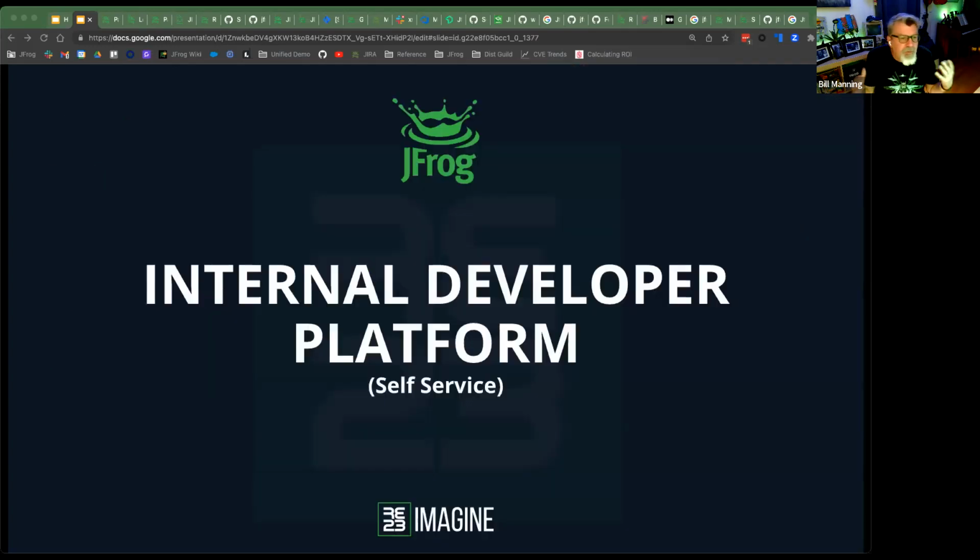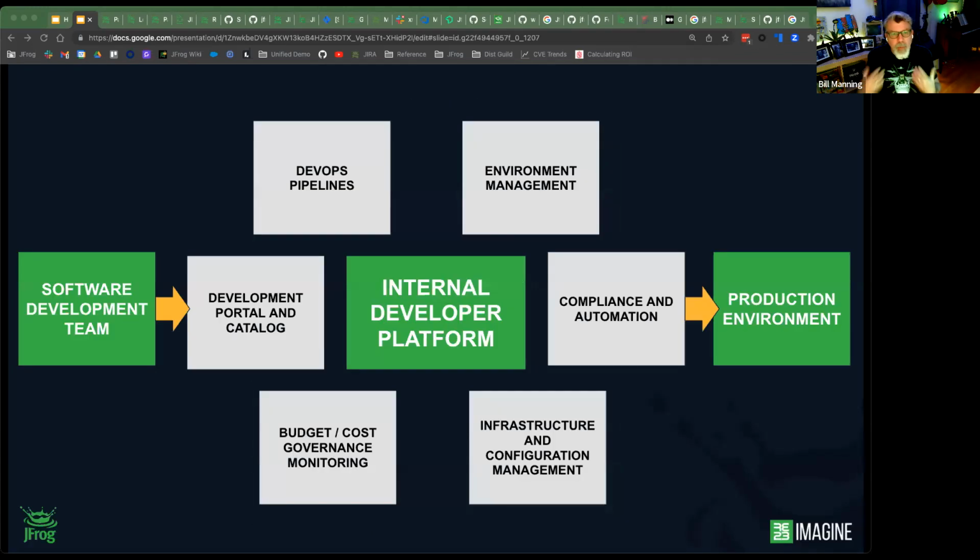So when we talk about it, the first key component you need to talk about is something called an internal developer platform. And I'm going to talk to you on how to get there, right? We're going to talk about how to get there coming up soon, but I want you to understand one of the key components, which is self-service. I love this concept. I love this idea.